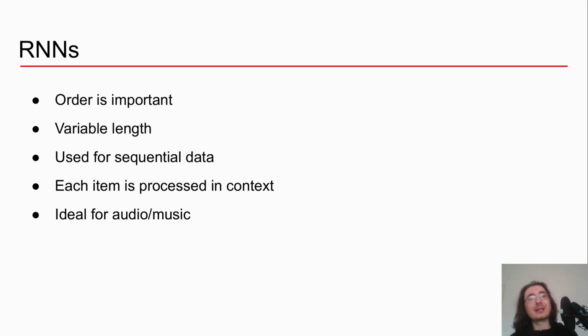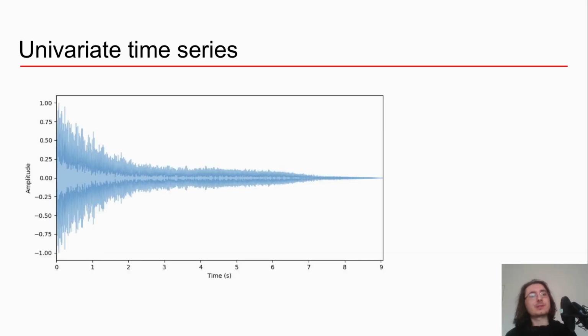Obviously, audio and specifically music, the type of data that we have for audio and music, resonates very well with RNNs, because we can think of audio as a time series itself: a series of points taken at certain intervals in time. If we think of a waveform, for example, we can think of it as a univariate time series. So what does univariate mean? Well, it means that we have only one value, one measure that's taken at each interval.